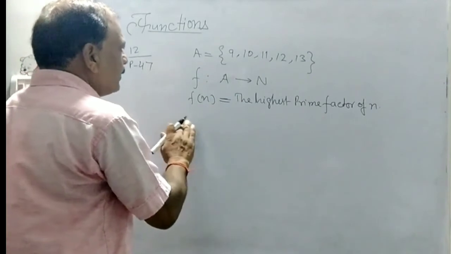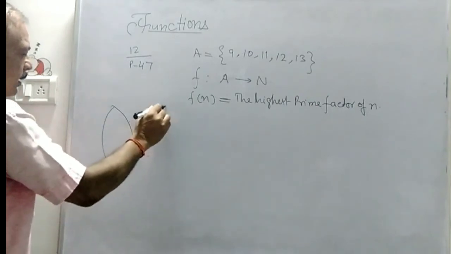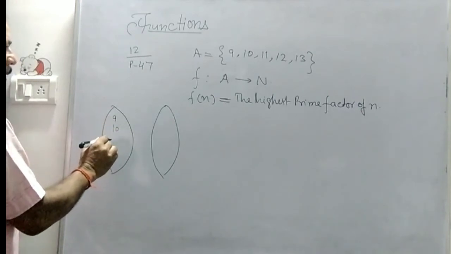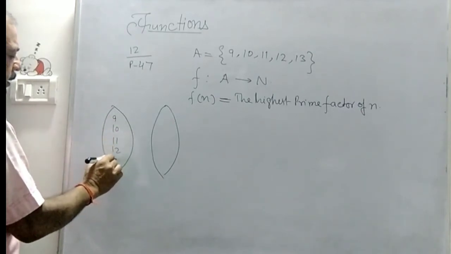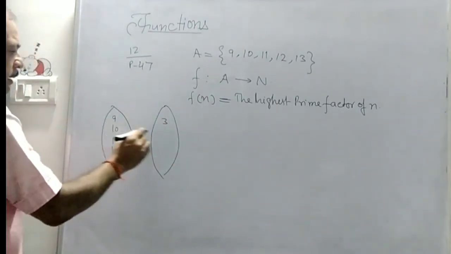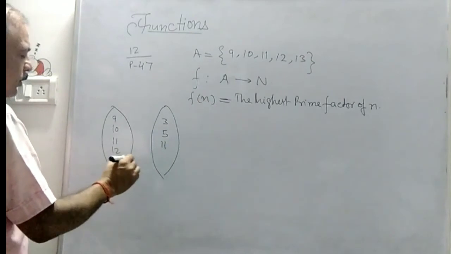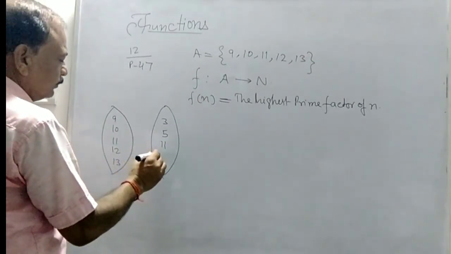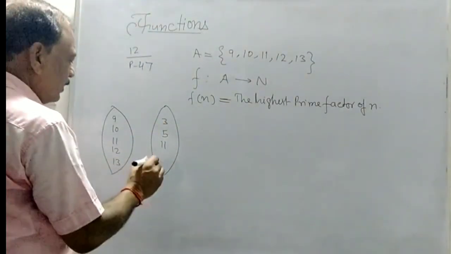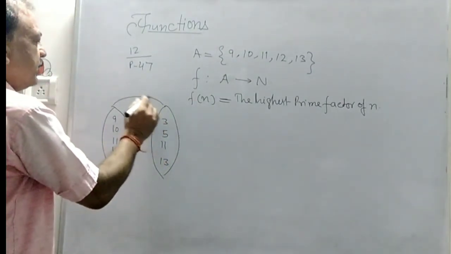Range ऐसे भी आप कर सकते हैं. 9 हो गया, 10, 11, 12, 13. 9 का highest factor 3 हो गया. 10 का prime factor highest 5. 11 का 11. 12 का highest prime factor 3 होगा, तो 3 is already given. 13 का 13.